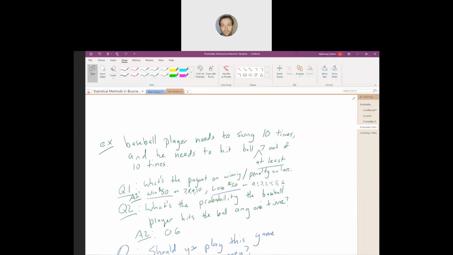Where there's a baseball player who is thrown 10 pitches, and somebody's making a bet that this baseball player needs to hit 7 out of the 10 balls, at least 7. Could be 8, could be 9, could be 10, but he has to hit at least 7. Here, order doesn't matter, because if he hits the first 7 balls, you win. If he hits the last 7 balls, you win. It doesn't matter which of the balls that he hits, he just needs to hit 7 of them. So this is a combination problem.